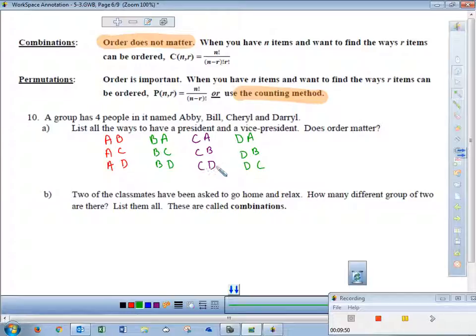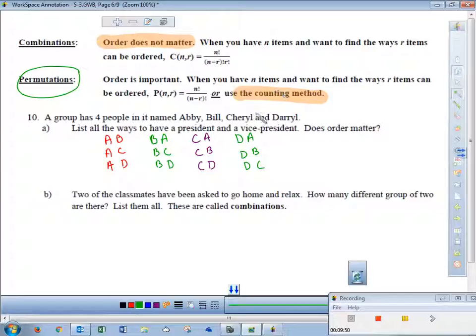You're like, well, you see a C and a D and a D and a C, but since order makes a difference, all these different combinations are different, so that's not why it's called a combination. I'm sorry, I used that word. That's called a permutation, right? Because order is important in that situation.